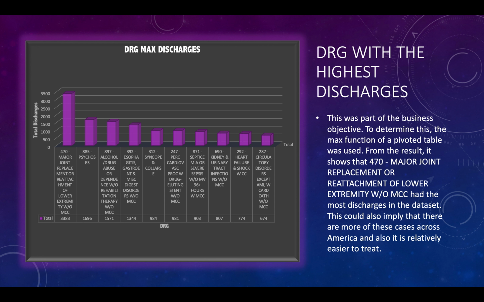It could be that there are a lot of people in America that do need joint replacements that are involved in those kinds of surgeries, and yeah, there are so many factors that will be able to determine why that is so. But basically, that's the highest discharges that the data set provided, and this will help insurance companies know which of the DRGs they should put more money into and focus on.